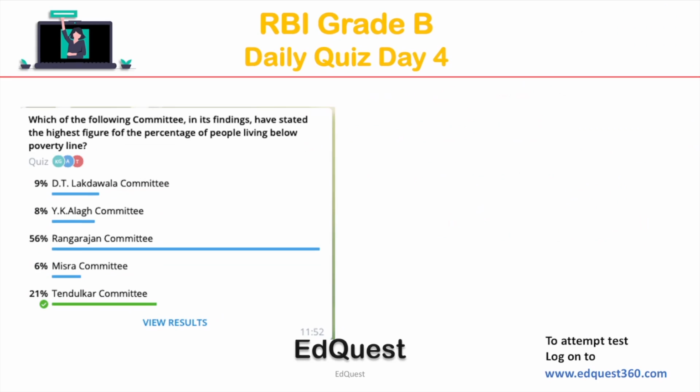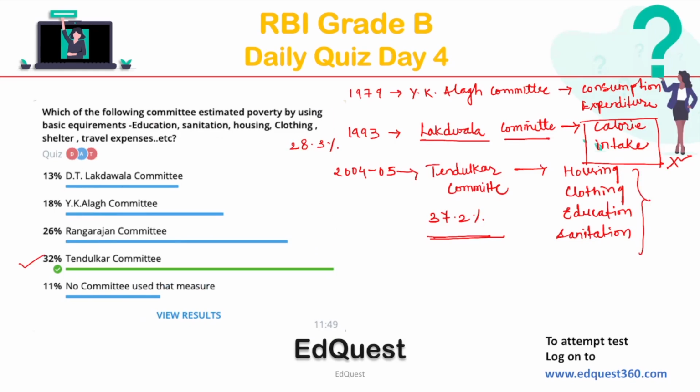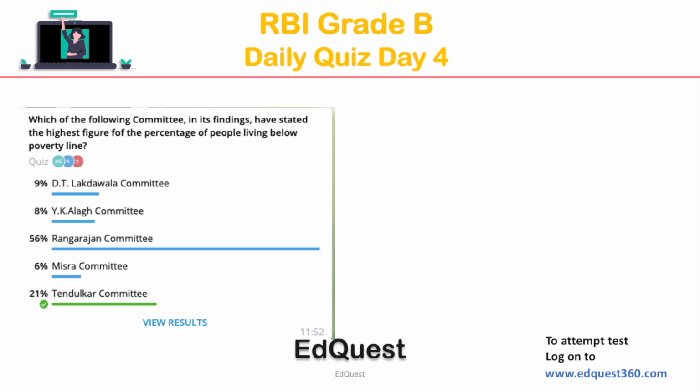So, moving on to the fifth question for the day. Which of the following committees in its findings has stated the highest figure of percentage of people living below the poverty line? Same thing we discussed in question 4. The Tendulkar committee estimated the highest figure of poverty, that is the highest figure of people living below the poverty line, that is 37.2%. In estimation of all other committees, this figure was around 28.3%. Okay, so which of the following committees in its findings has stated the highest figure? It should be the Tendulkar committee.